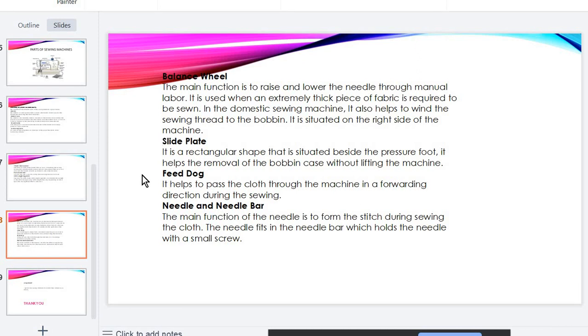The slide plate is rectangular in shape and is situated beside the pressure foot. It helps the removal of the bobbin case without fitting the machine. Feed dog helps to pass the cloth through the machine in a forward direction during sewing. Needle and needle bar: the main function of the needle is to form the stitch during sewing of the clothing. The needle fits in the needle bar, which holds the needle with a small screw.